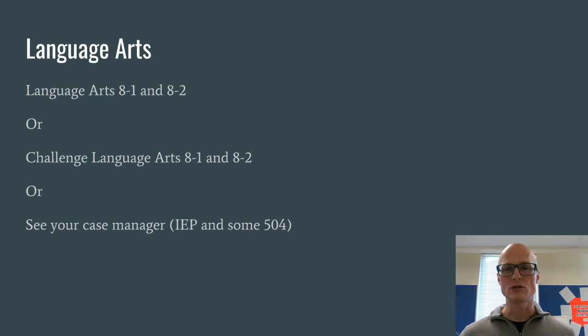So going through each, checking your schedule on Skyward. If you open it up and look, make sure in language arts your choices are at grade level language arts 8.1 and 8.2, or challenge language arts. Make sure you get first and second semester and you get that signature. If you do have an IEP and some are 504s, make sure you see your case manager. They do offer resource room and team taught versions of language arts that might be most appropriate for you. And again, your case manager will help you make that decision.